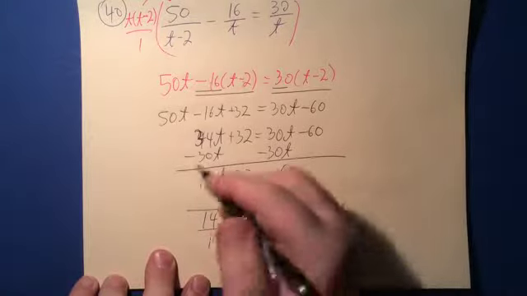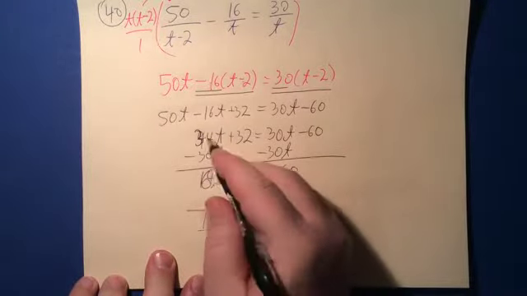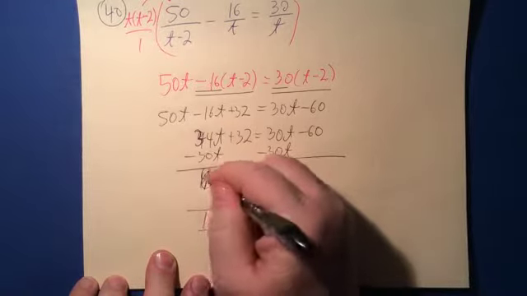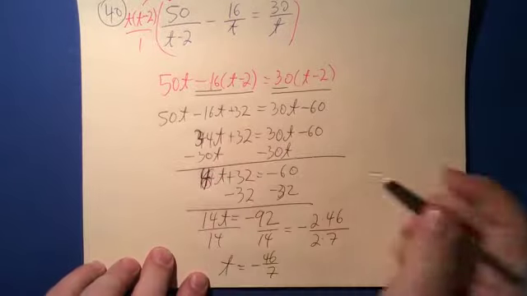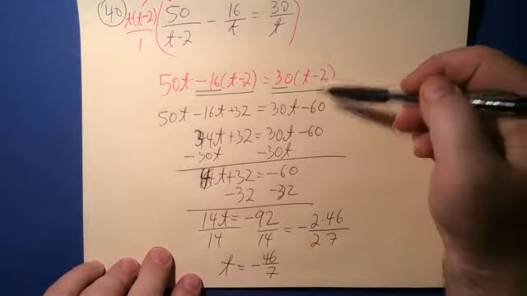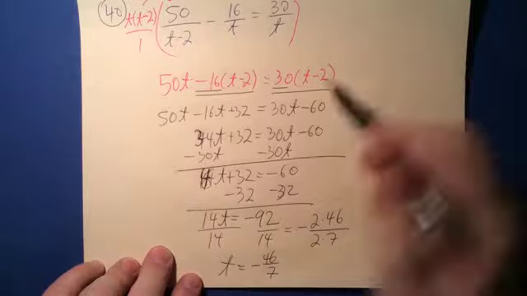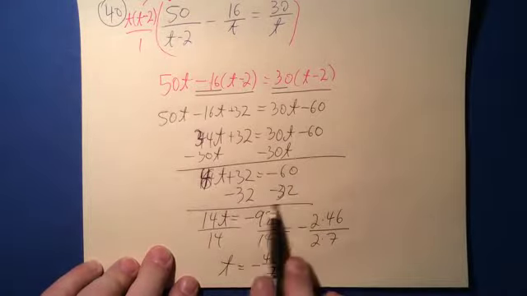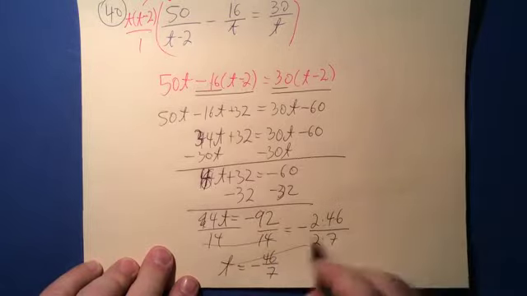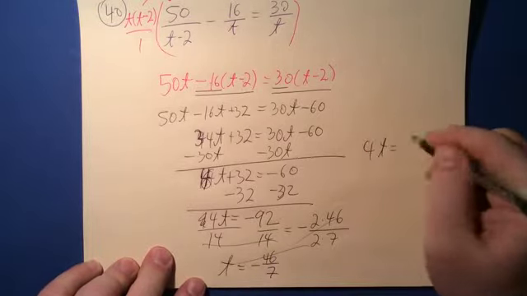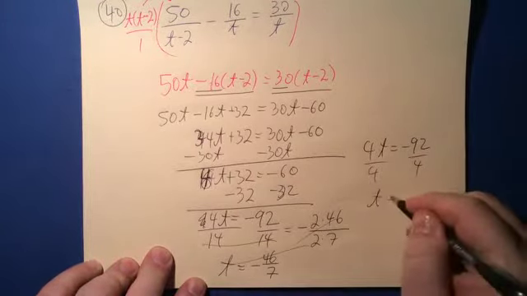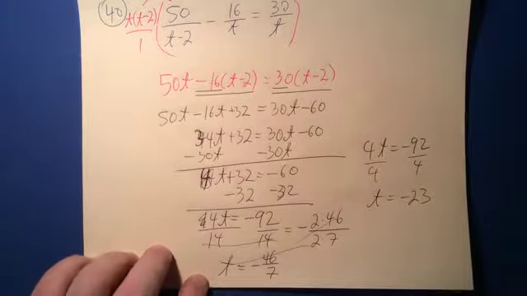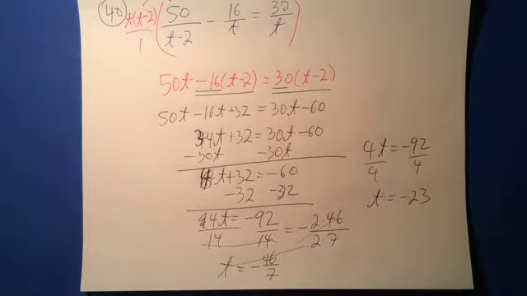So 34 minus 30 is going to be 4t. Here, let me take a look to make sure I'm not committing any further atrocities. So 4t plus 32 is negative 60. So I should have 4t equals negative 92. So if I have 4t is equal to negative 92, and I divide by 4, t is going to equal negative 23. And that should be my final answer to that question.